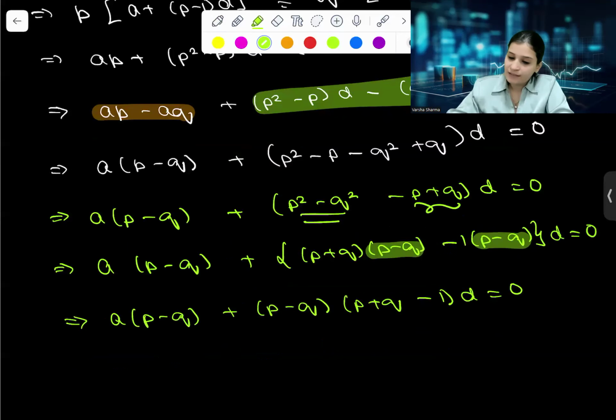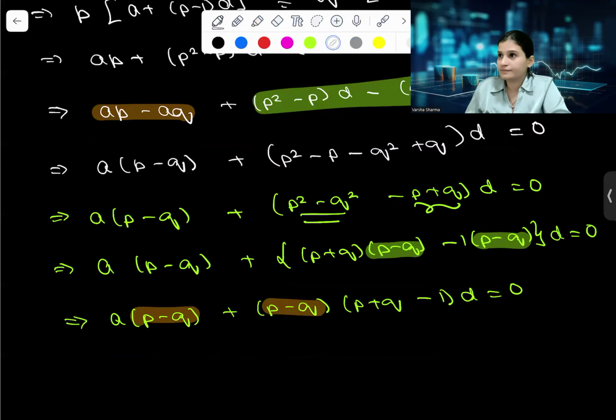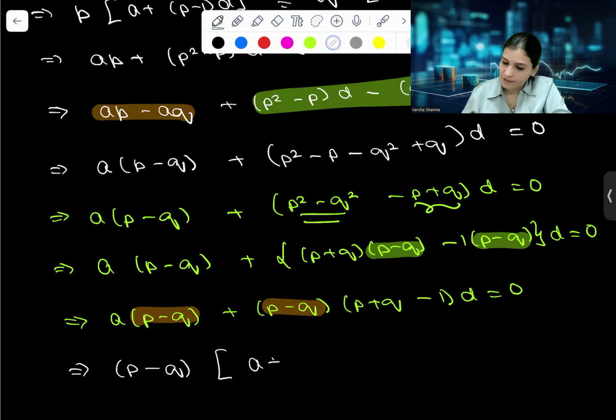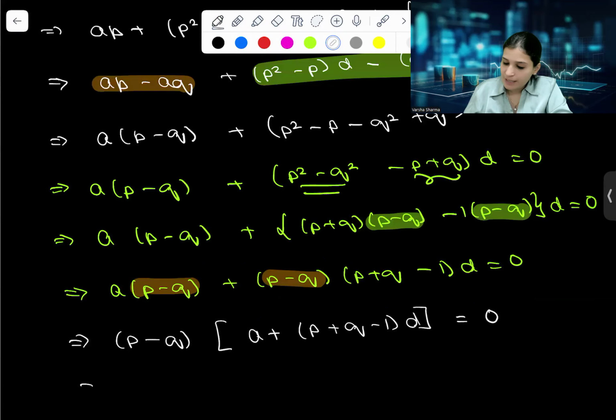Now, again, taking P minus Q common. Left with A plus P plus Q minus 1 into D equals 0. This P minus Q can be sent to the right side. 0 by anything is 0.